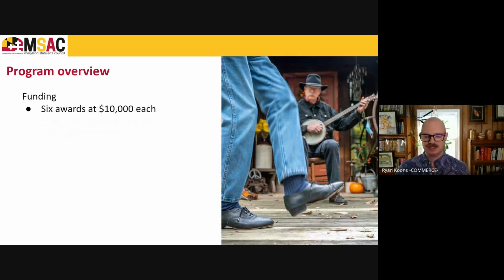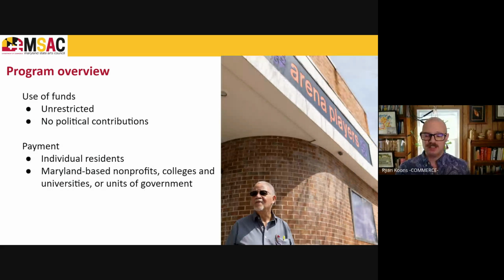Funding for the Heritage Award, each of the 6 awardees receive $10,000 each. And that funding is unrestricted, meaning that the awardees can use it for quite literally anything they want beyond the few things that any MSAC grant may not be used for, notably no political contributions, no lobbying, but quite literally anything else besides that. Awardees are welcome to use the funds for whatever they want. We do not track that. We don't even need to know about it. But again, it's for the awardees to use as they like. Payment can be made to individual Maryland residents and or to Maryland-located nonprofits, colleges, universities, and or units of government. So lots of options there.